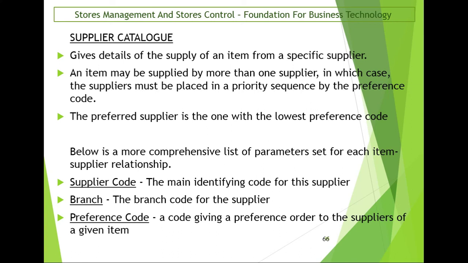So the parameters that we can set for each item in the supplier relationship would be the supplier code itself, then the branch for the supplier where we buy the item. So if the supplier has got different branches, you indicate which branch is closest to you. Then the preference code, like we said, is giving the supplier a sequence number in terms of preference.